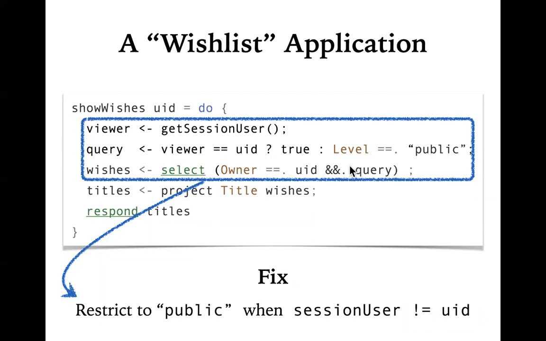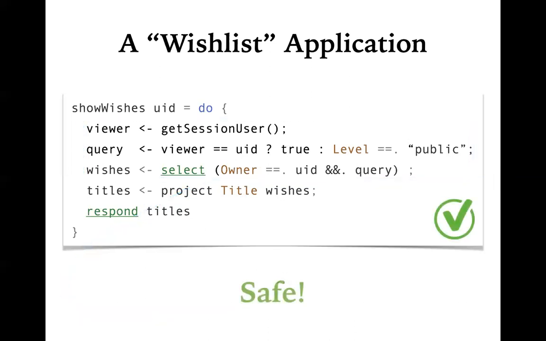So what does this query look like? Well, it's true in the case where the viewer and the UID are the same. But in the case where the viewer is not equal to UID, I put in this query fragment, level is equal to public. It's literally that query snippet. So I'm dynamically generating this SQL query, depending on the value of UID and the session user. And I'm going to again run select. This time, the type checker is going to say, okay, in that case, this is all good. This actually conforms to your policy.